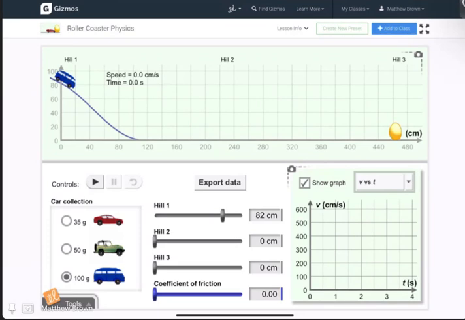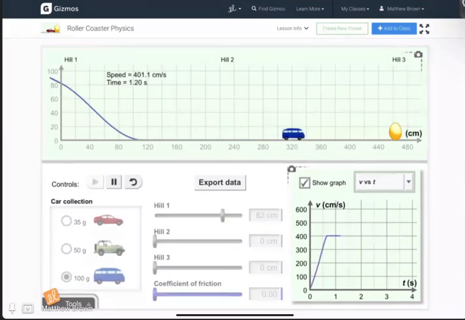And I'll play it just so you can see they made a good sim. There we go. Exact same speed. Remember, more massive objects have more inertia, so it takes more force to accelerate them, but also the force of gravity on them is stronger, because the force of gravity is proportional to the mass. So those two balance each other out. It travels at the same speed, doesn't matter what car we use.